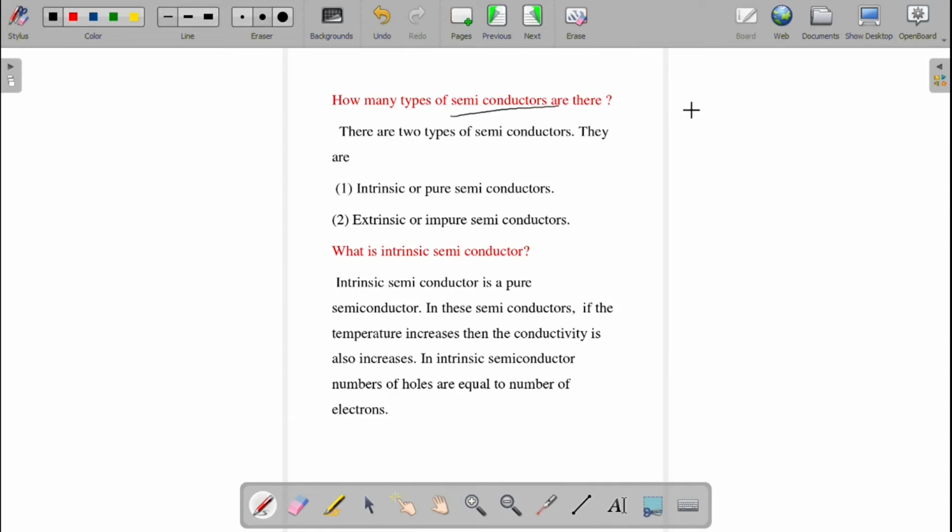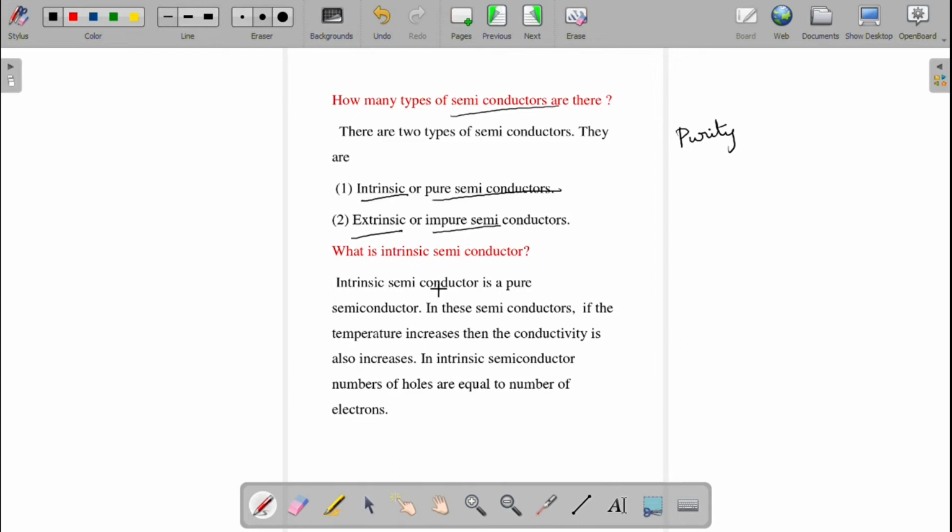There are two types of semiconductors. The first one is intrinsic. These semiconductors are classified based on the purity of the semiconductor. So an intrinsic semiconductor is nothing but the pure form of a semiconductor, and the next one is the extrinsic semiconductor, which is the impure form. One is pure, another one is impure. Pure is called intrinsic, impure is called extrinsic.